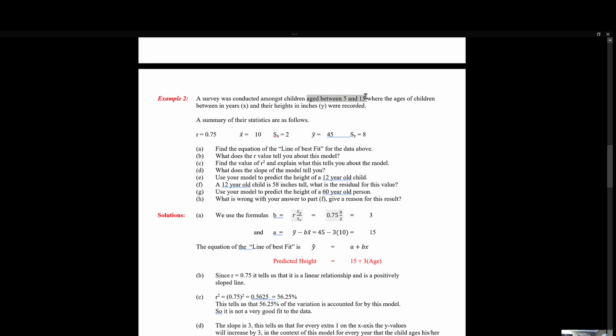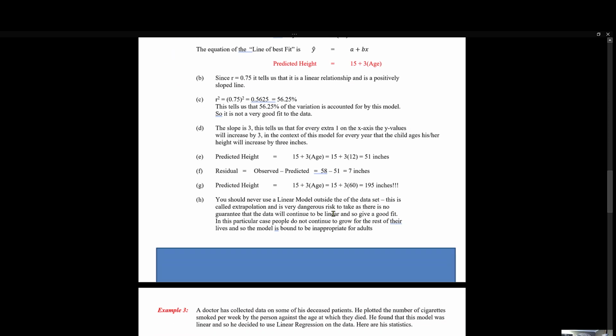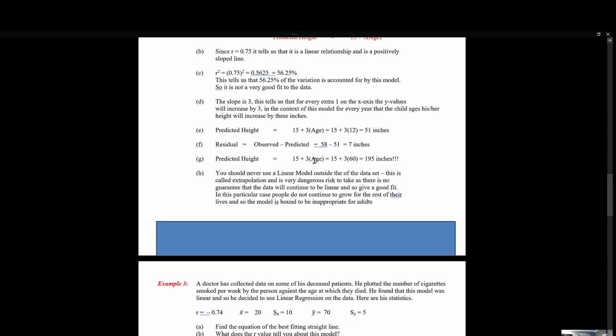You should never use any linear correlation model outside the range of its data, because you're asking for trouble. And let's see what kind of trouble we've got. Well, if you plug in 60, you end up, according to this model, with a predicted height of 195 inches. Obviously, that is not the typical height of any 60-year-old. And what's going wrong there is that the linear model is good if you're 5 to 15, and it might work for 16, 17, 18, maybe up to 20.